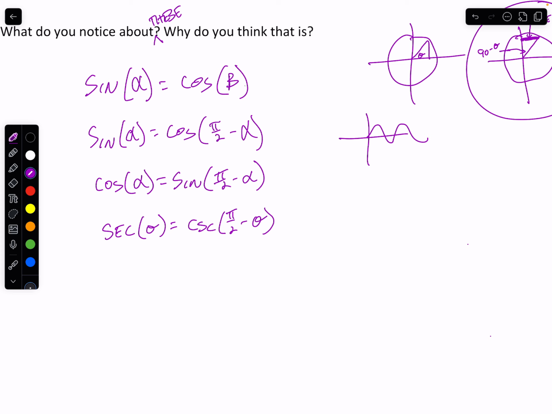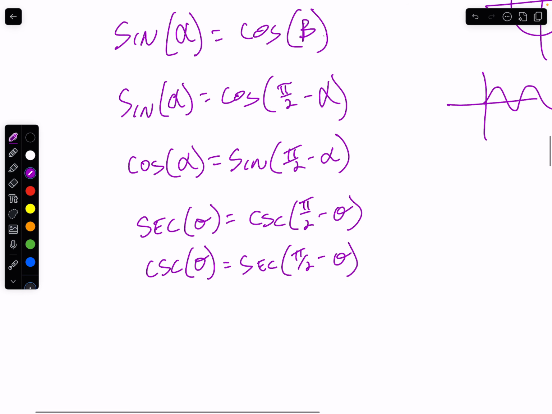Okay, this will come in handy in some situations. It's tested on the SAT, the sine and cosine version anyway. I've seen it show up. That's why they're called cofunctions, right? Because secant and cosecant are equal if you make the complements.